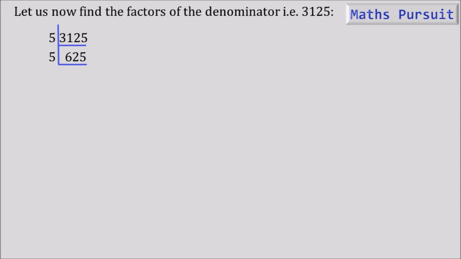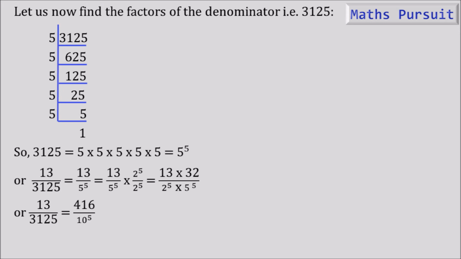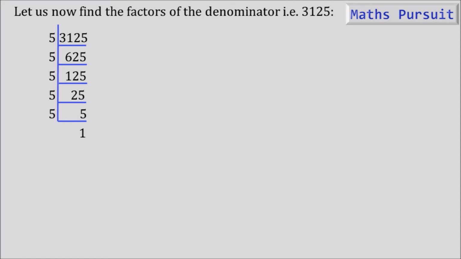Now again 625 is divisible by 5. Dividing 625 by 5, we get 125. Dividing 125 by 5, we get 25. Dividing 25 by 5, we get 5. Now 5 is a prime number which is divisible by itself, so after dividing 5 by 5, we get 1. Now guys, as we got 1, our factorization stops. So we can write 3125 is equal to 5 into 5 into 5 into 5 into 5, that means 5 to the power 5.